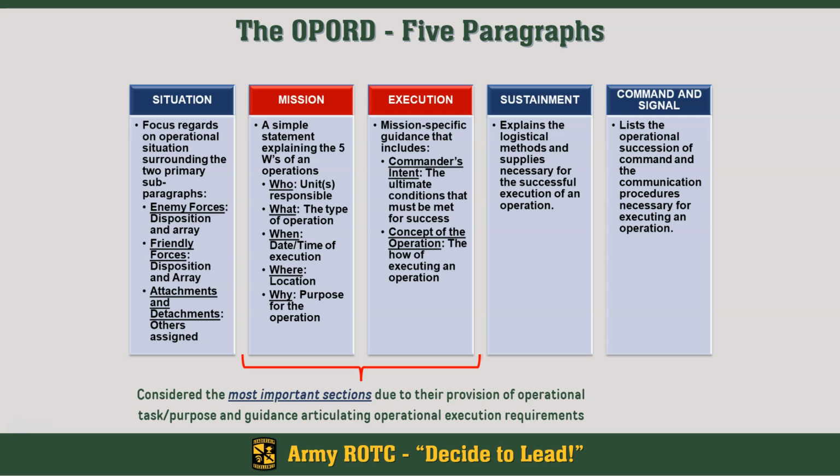So that'll include your frequencies, your call signs, your passwords, and your PACE plan, which is a communications plan broken down into your primary, alternate, contingency, and emergency radio or communication operations. Now you'll see there in the bottom that while there's 5 paragraphs, the mission and execution are considered the most important section of the entire OPORD because of their operational task and purpose of what we're doing, why, and then the guidance that articulates the operational execution, so the how.